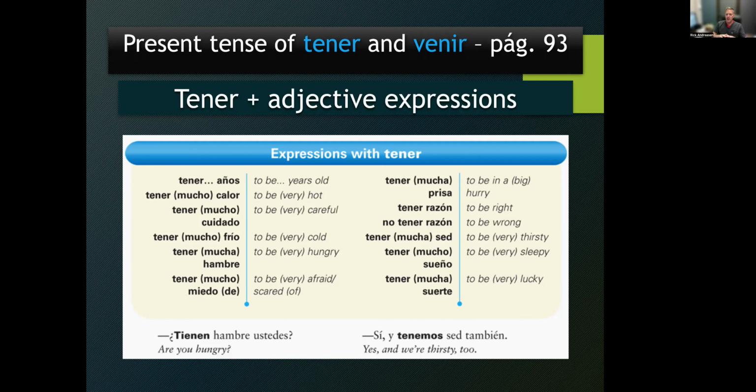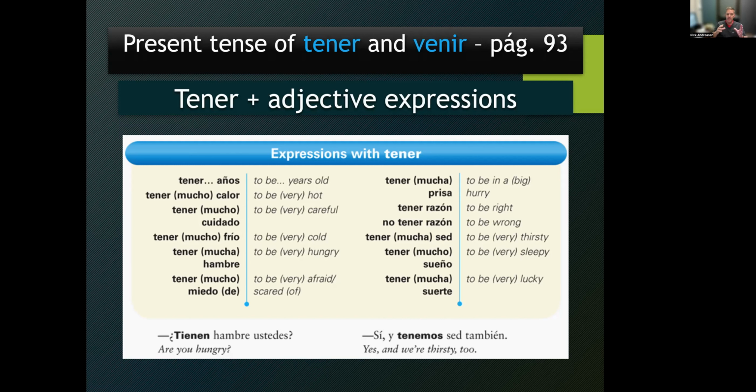And then suerte. Suerte means luck. You've probably seen it written before. Buena suerte. I think I put on many of your exams or some of our communications. So tengo suerte means I'm lucky. Tengo mucha suerte. I'm very lucky. Ella tiene suerte. She is lucky.